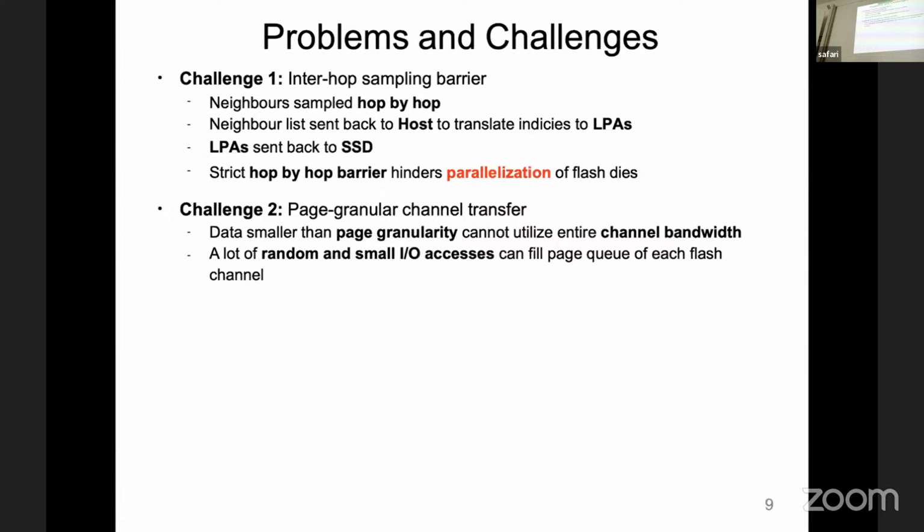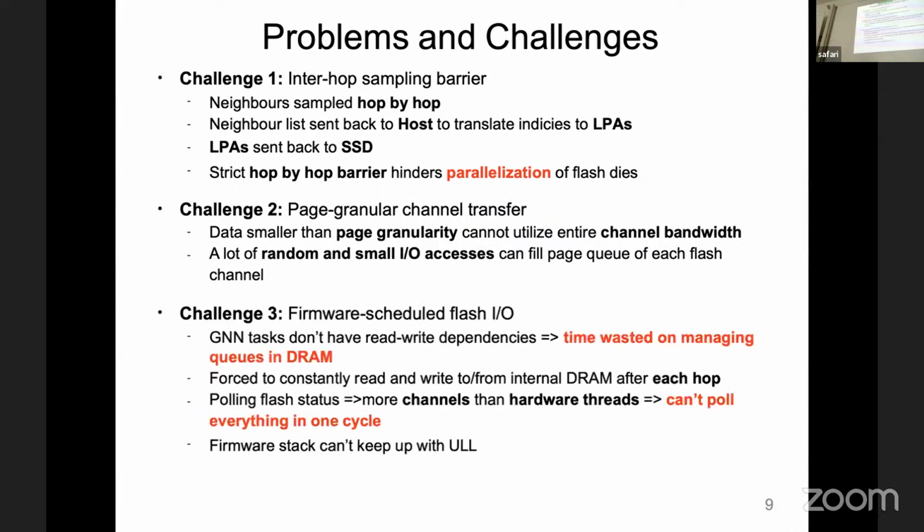The second problem is that the SSD only works on page granular transfers, which is not ideal because usually the data we work with is smaller than a page. So a lot of the bandwidth we use for the channels is essentially wasted. And there's also a lot of random and small I/O accesses, which means that the channel queues are filled to the brim, and parallelization between the dies on the same channel is basically impossible.